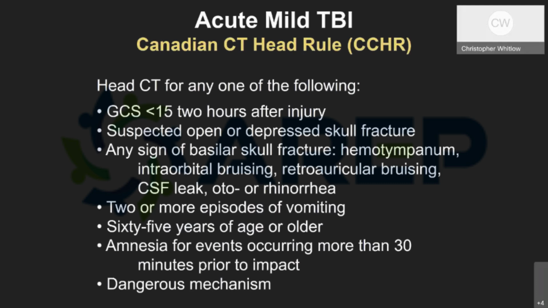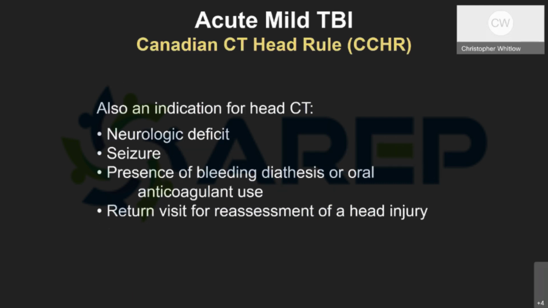These criteria indicate a head CT for patients with mild TBI and any one of the following. Glasgow Coma score less than 15, suspected open or depressed skull fracture, signs of basilar skull fracture, 2 or more episodes of vomiting, 65 years or older, amnesia for events occurring more than 30 minutes prior to impact, and then, of course, dangerous mechanism. CT is obviously also indicated for patients with neurologic deficit, seizure, presence of bleeding diathesis, and anticoagulation use.